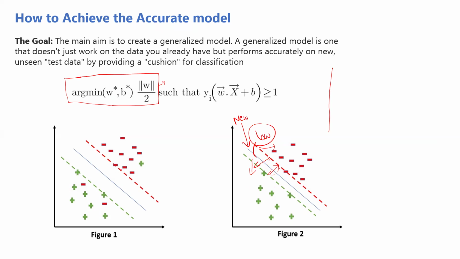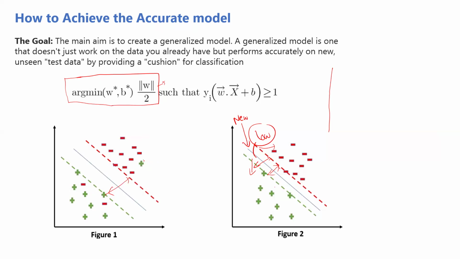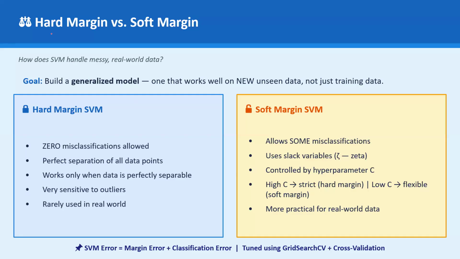If you maximize this margin, some negative class points come into the positive class, and some positive class points go into the negative class. This misclassification may happen. Fine, but we need to handle it and achieve the perfect model every time. For that, we have the concept of the hard margin and the soft margin.